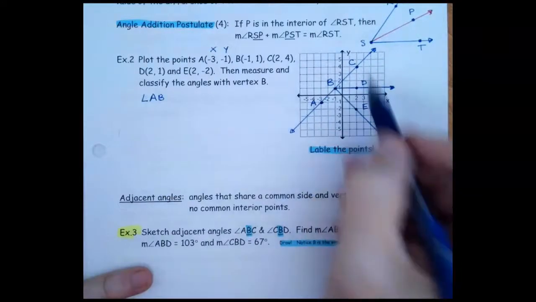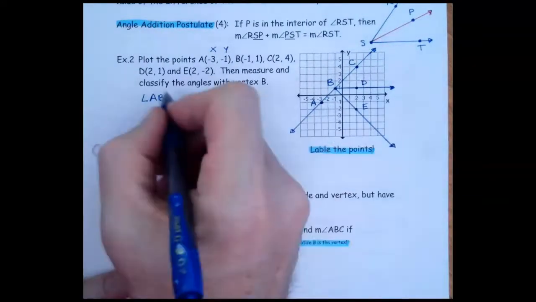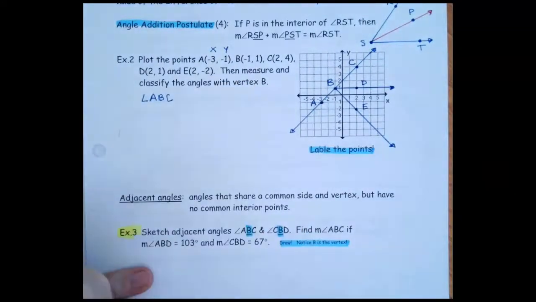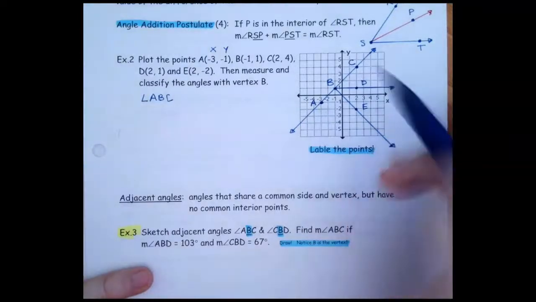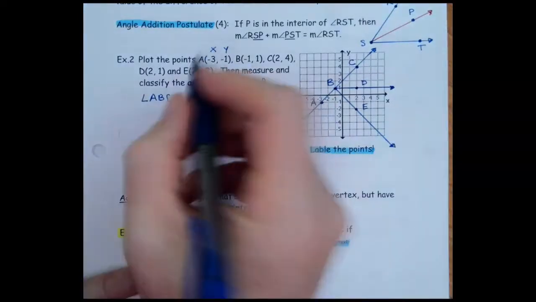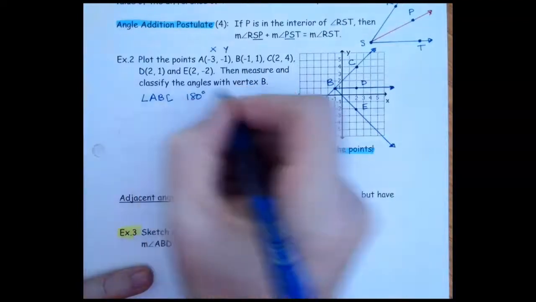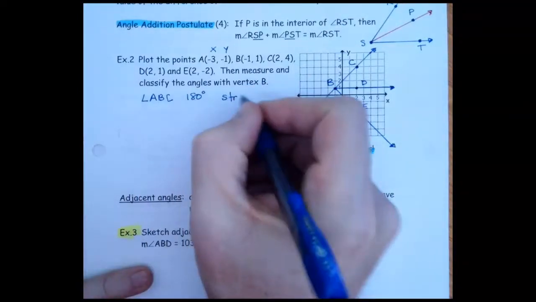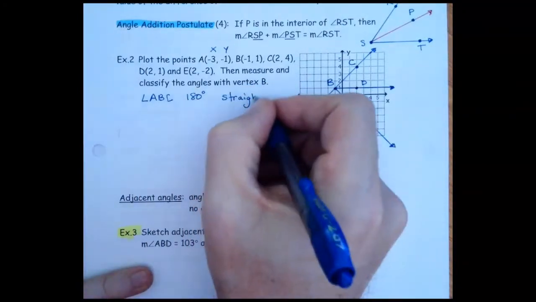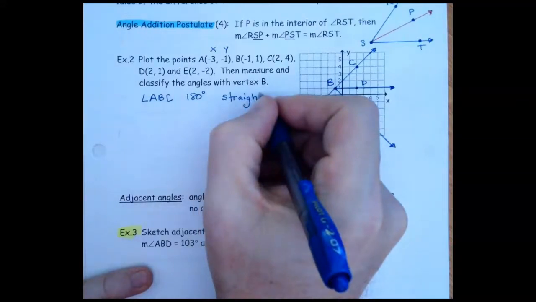So then the next choice would be C. Alphabetically, that would be our best choice, A, B, C. Now, I don't need my protractor to measure that. That's a straight line, so that's 180 degrees, and that's called a straight angle. Classify means say what kind it is. So that's a straight angle.